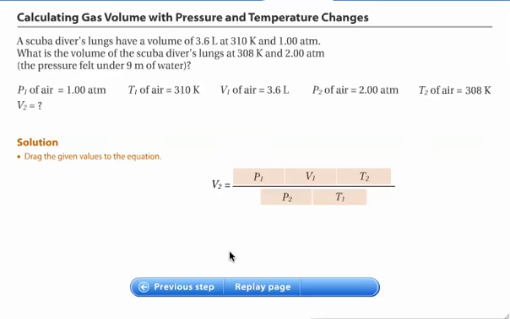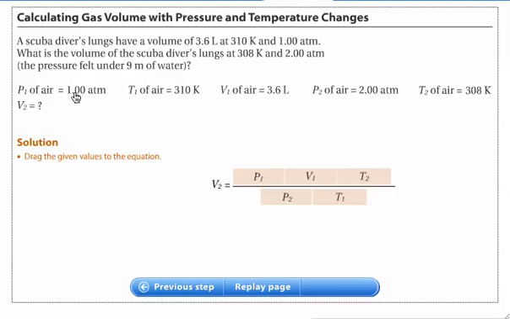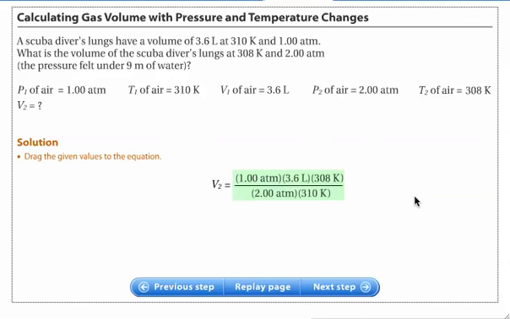Now, once you've listed all your variables and you've got the equation rearranged, it's going to be just a bit of substitution. So P1 is going to be the 1 atmosphere, so we place that there. V1 is going to be the 3.6 liters. I better pick the volume. And T1, now be careful. T1 isn't in the numerator, but it's in the denominator. The second pressure is going to be 2 atmospheres, and the second temperature will be 308 Kelvin.